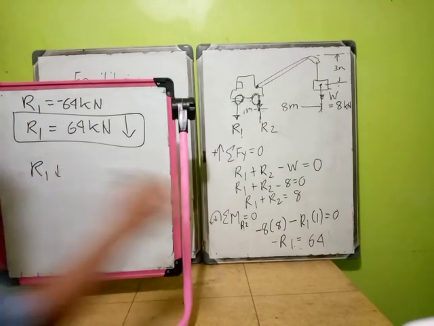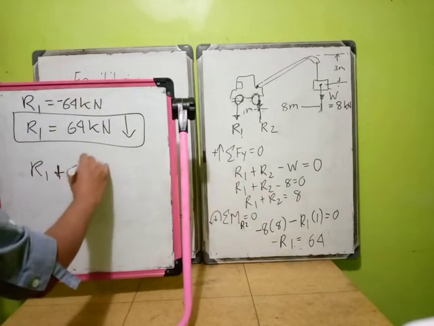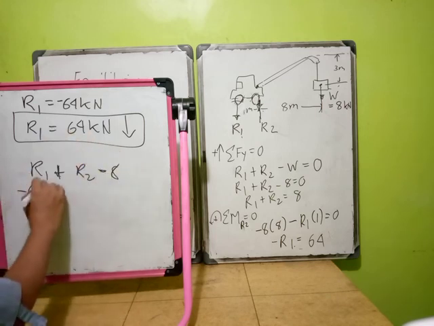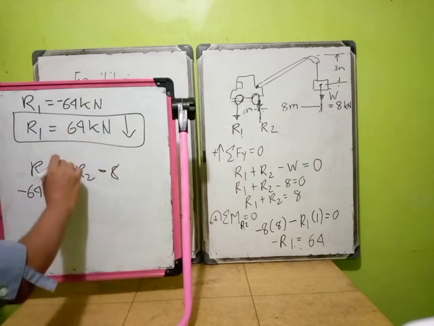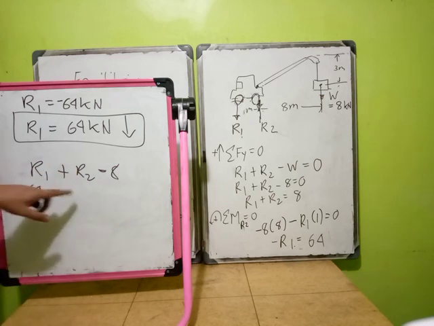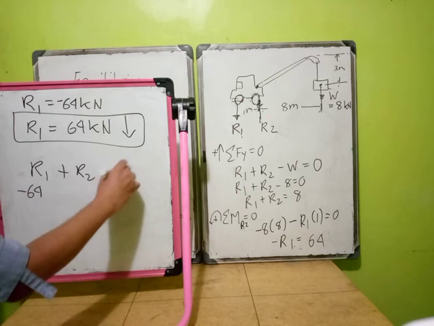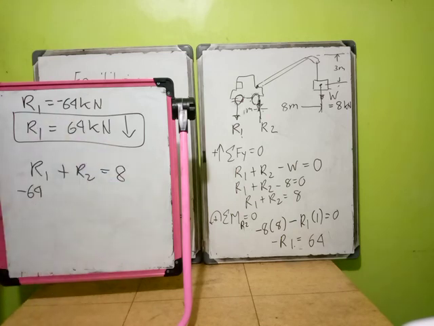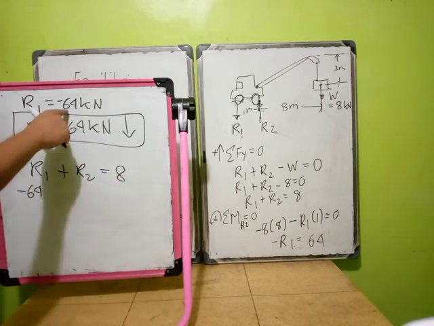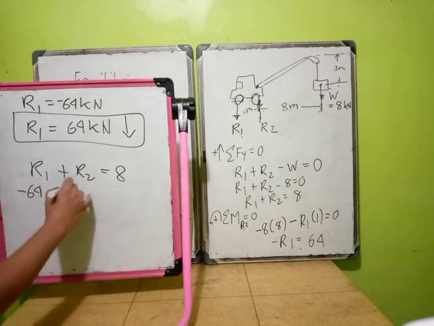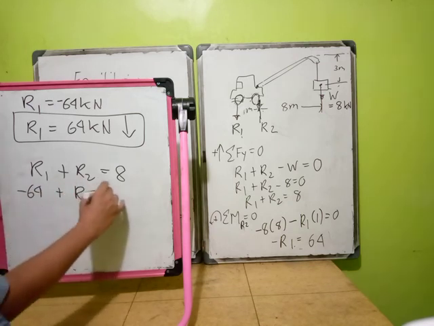Okay, balik tayo dito na equation. So R1 plus R2 is equal to 8. We all know that R1 is negative. Okay, kapag nakapag-assume ka na ng direction, ituloy-tuloy mo na. Okay, wag mong baguhin yung direction sa assumption mo, sa equation mo. Okay? So, dito, nakuha mo na negative si R1, so ipagpatuloy mo na negative. So, negative 64 plus R sub 2 is equal to 8.